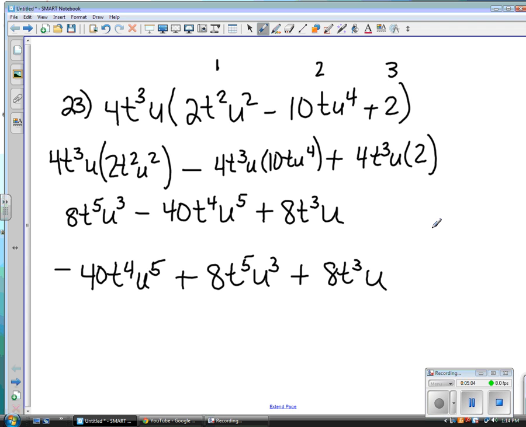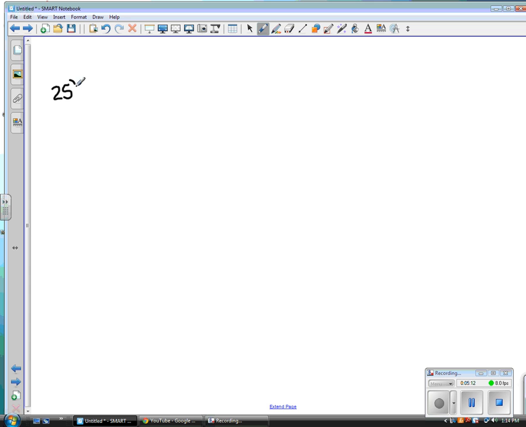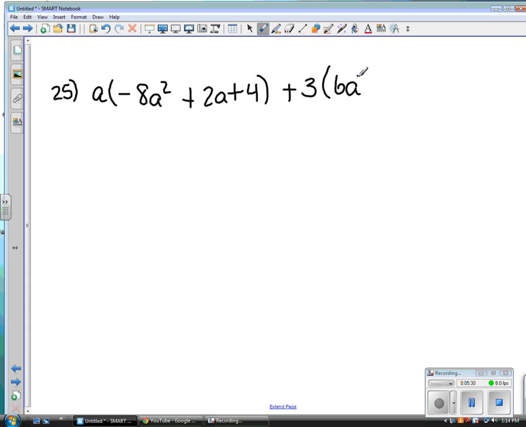All right, 25 through 29. Okay, which one? 25. Okay. So we have, y'all may have to help me because I'm having trouble seeing my book. A times the sum of negative 8a squared plus 2a plus 4 plus 3 times the sum of 6a squared minus 4.